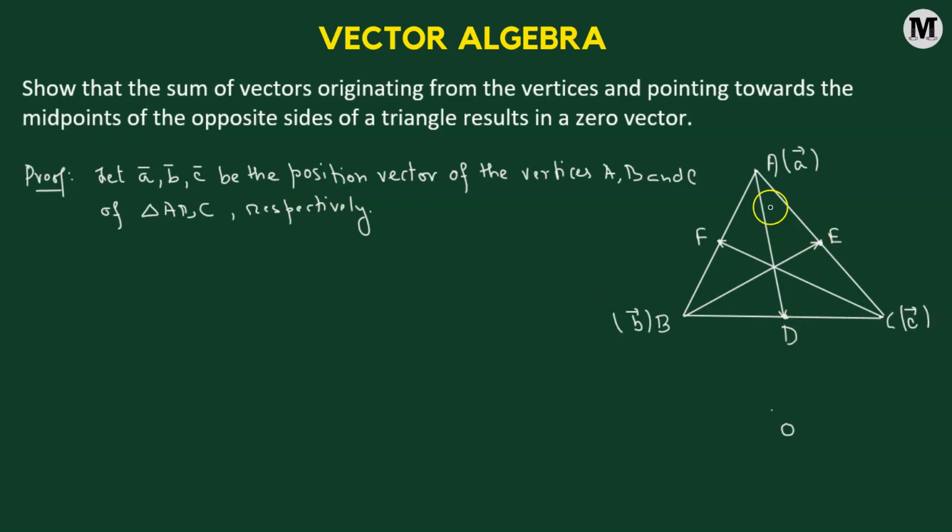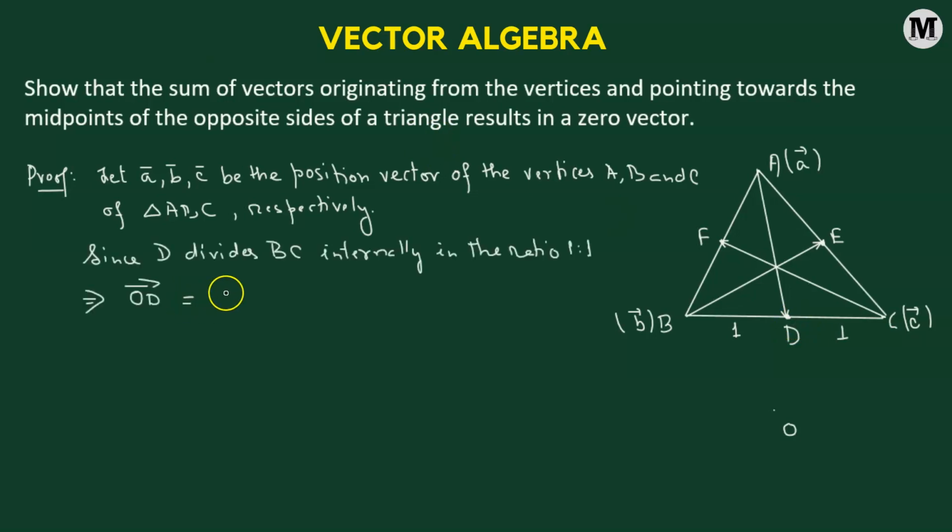That's a very simple task because AD is a median on BC. We can say that D divides BC in the ratio 1:1 internally. So we can apply the internal section formula to find out the position vector of point D. We will take 1 and multiply it with the position vector of C, so we have 1 times C vector, added to 1 multiplied with the position vector of the vertex B, whole divided by 1 plus 1. This is going to give us the vector B added to the vector C, whole divided by 2. So now we have the position vector of point D.